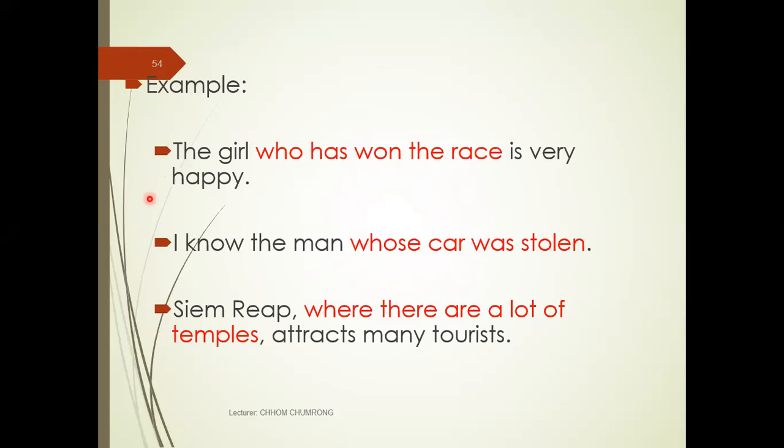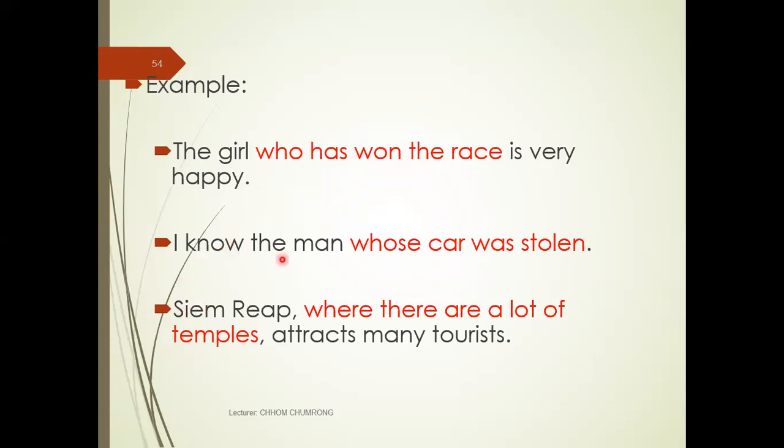Okay, like here, for example: the girl who has won the race is very happy. So everybody, this one, who has won the race, we call what? DC, I see. And then the girl is very happy, we call it IC. So combined together, we call it a complex sentence, right? And this is called what? Is it a defining or non-defining relative clause? Defining clause, yeah, defining. Okay, I just reviewed a little bit about the relative clause.